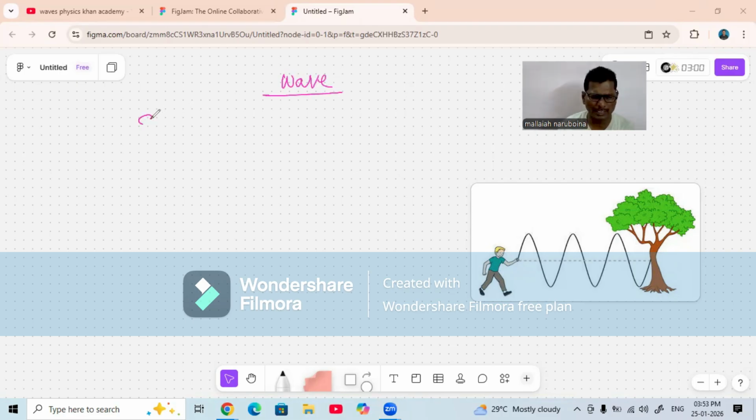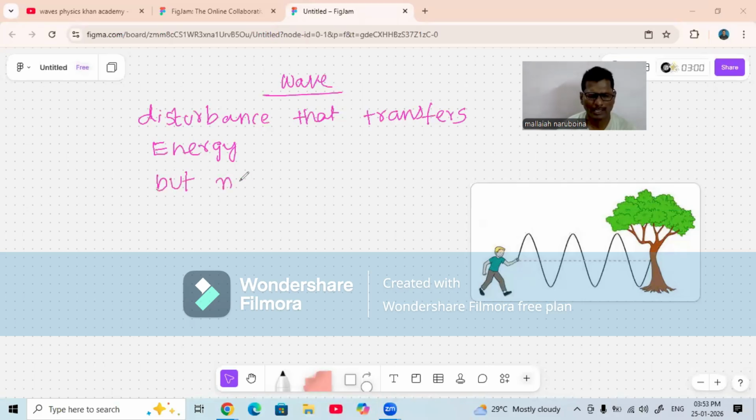A wave is a disturbance that transfers energy, but not matter. This is very important. So waves are disturbances. They transfer energy. They do not transfer matter. I will explain with this example.